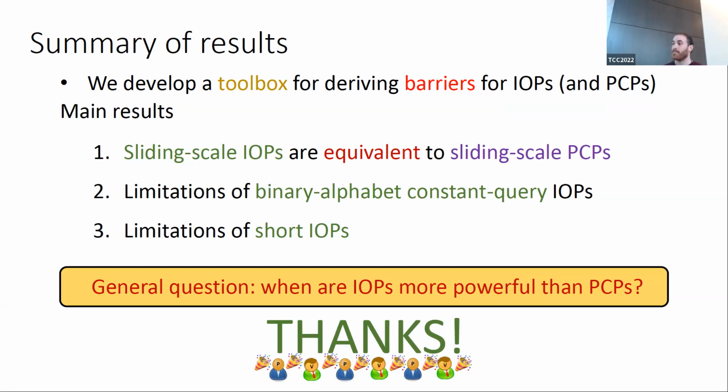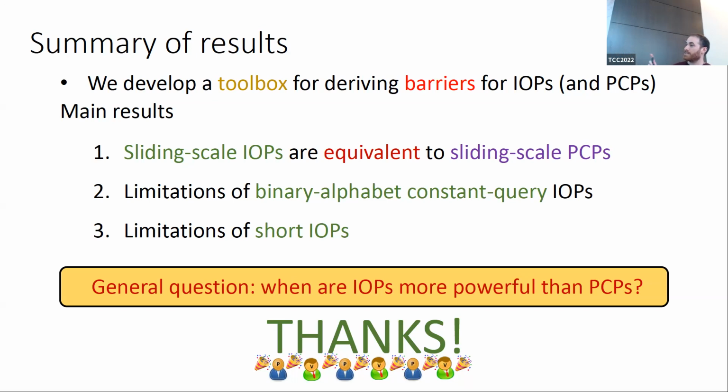Okay, then I have one. So all of these results are for polylog rounds. So what do we know about more rounds? Do these questions make sense when you have more rounds? So for some of these, especially 2 and 3, the limitations of binary alphabet constant query and limitations of short IOPs, the actual theorems are more general. So they do say something for more rounds.